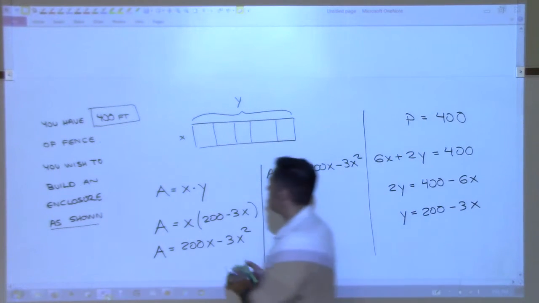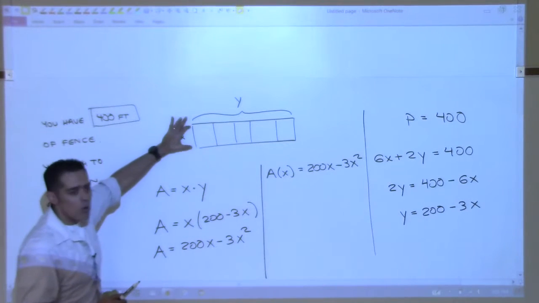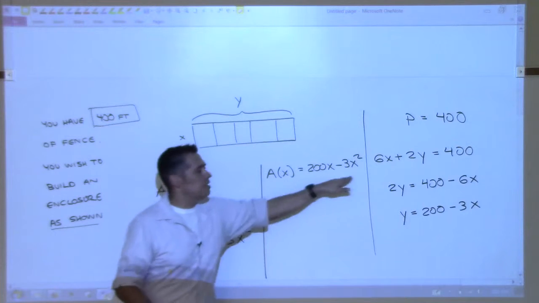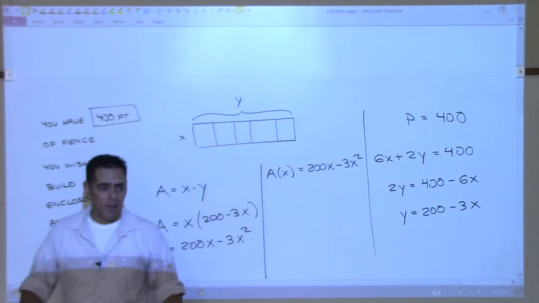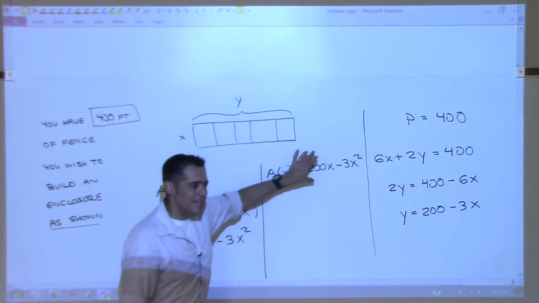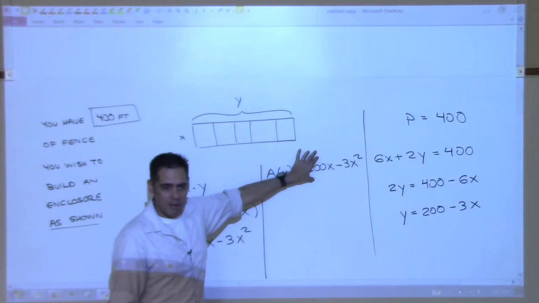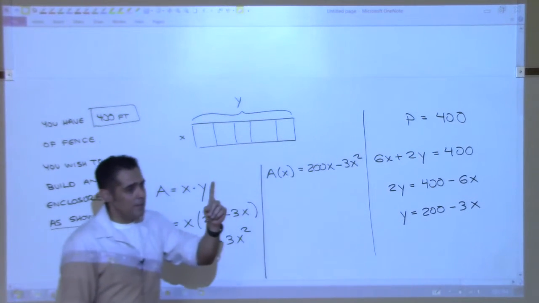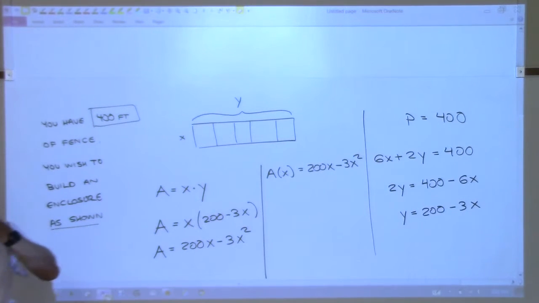So now you just tell me what x is. Was it 4? Was it 10? Was it 6? What was it? Tell me what x is, and this is going to spit out the area of the whole thing. I want to know the biggest this gets, right? What x makes this the biggest? There's only one more thing I need before I can do the calculus, and that's what?